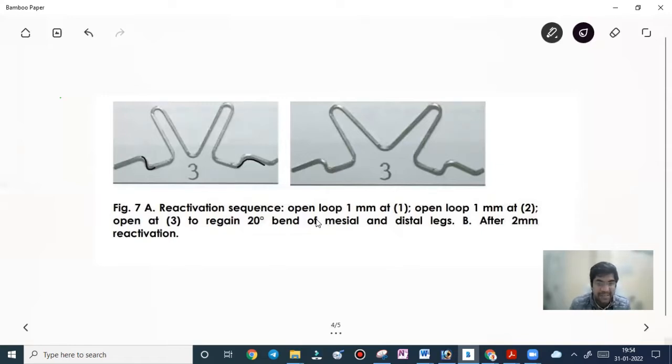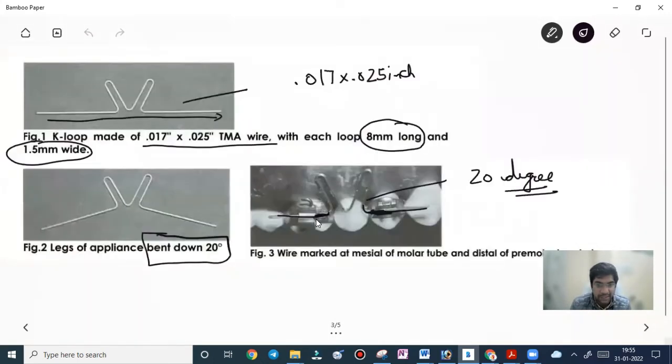So what will these bends do? Remember, they will help keep the appliance away from the mucobuccal fold, allowing a 2 mm activation of the K loop.